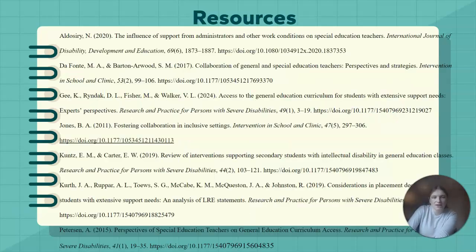And then here are some of the resources that I included in my presentation. Obviously I had more, but these are the ones in my presentation.